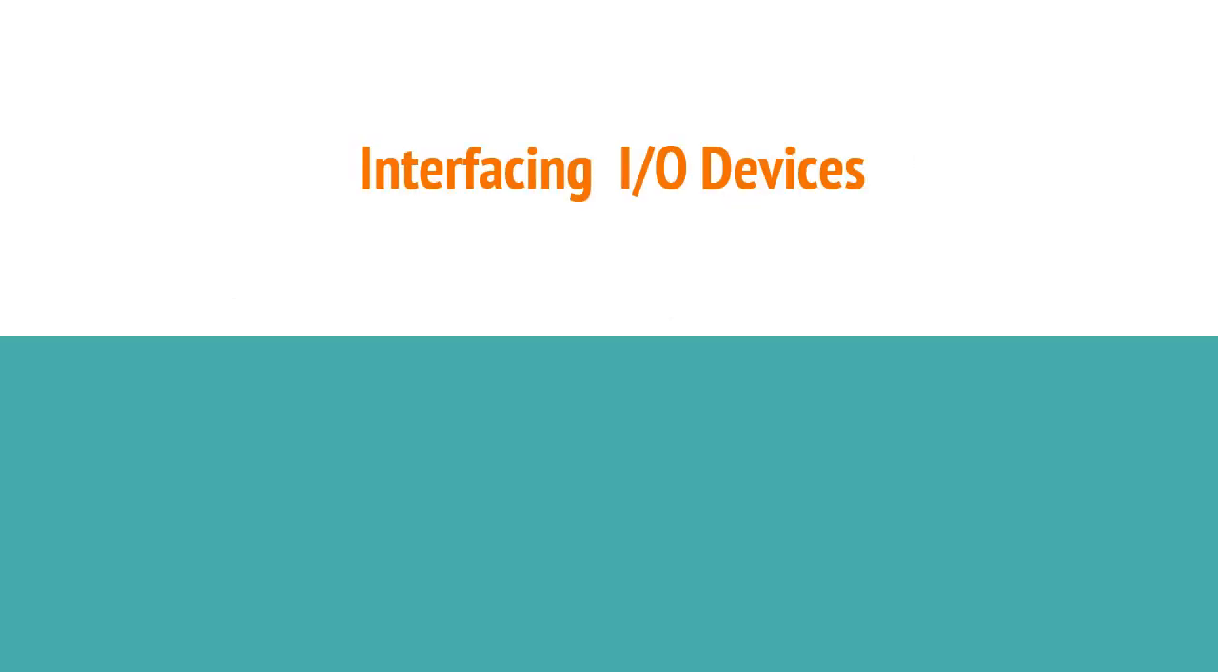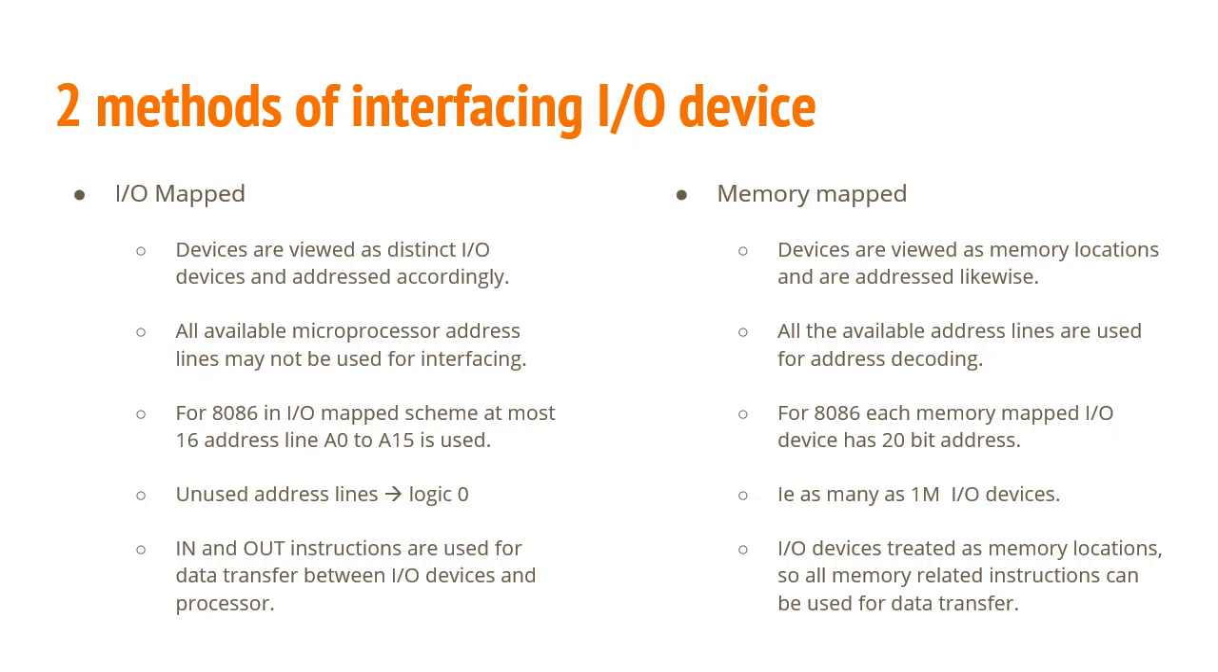So that was about how the memory is interfaced with 8086. Next, let's see how I/O devices are interfaced with 8086. There are two methods of interfacing I/O devices. The first method is known as the I/O map method, and the second method is known as the memory map method. In the I/O map method, the devices are viewed as distinct I/O devices and they are addressed accordingly. Whereas in the memory map method, the devices are viewed as memory locations and they are addressed like we address a normal memory location.